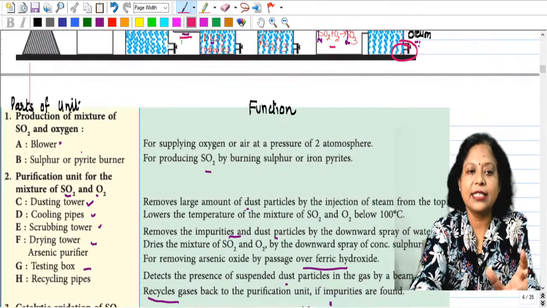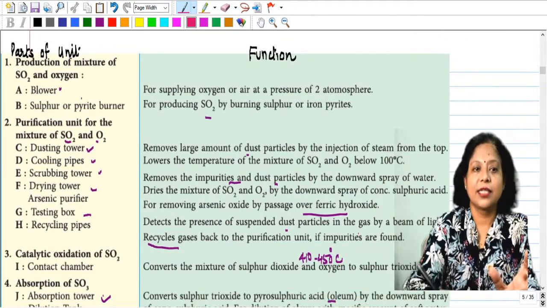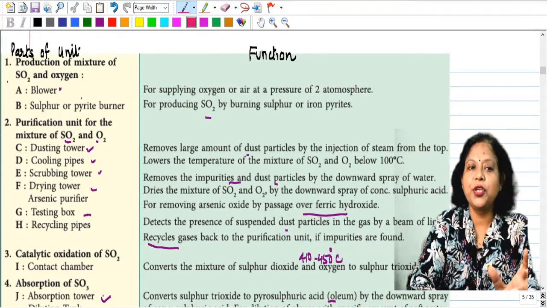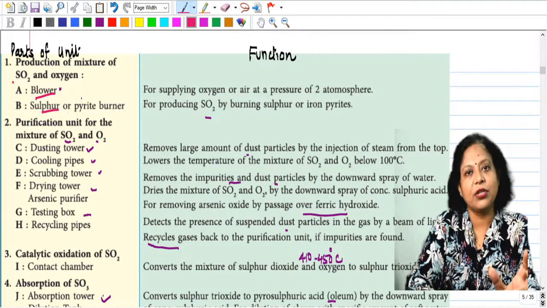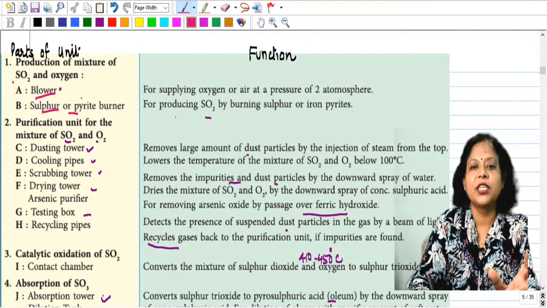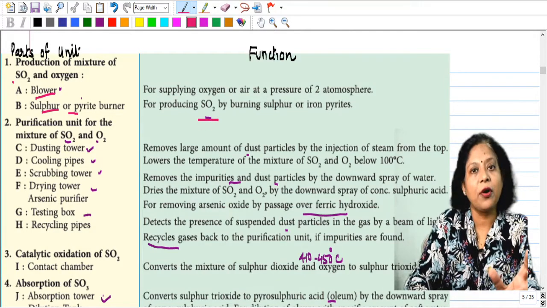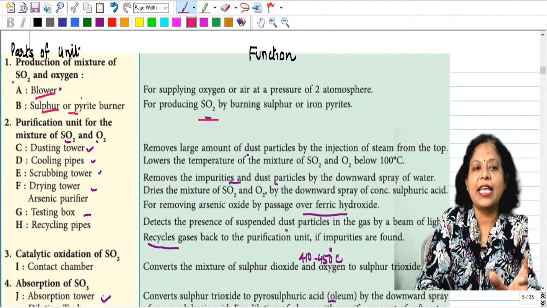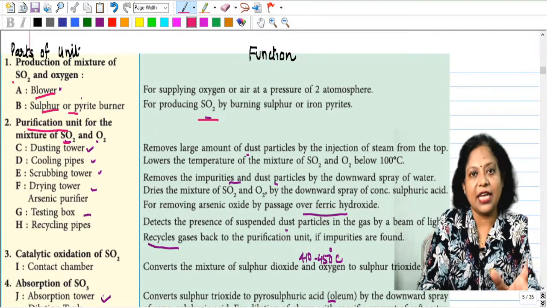And now let's study the parts. So first is the production unit of sulfur dioxide. You have a blower and you have a sulfur or pyrite burner. The function is to prepare sulfur dioxide, right? Then the second is the unit where we purify the sulfur dioxide gas and oxygen. So how do we purify?